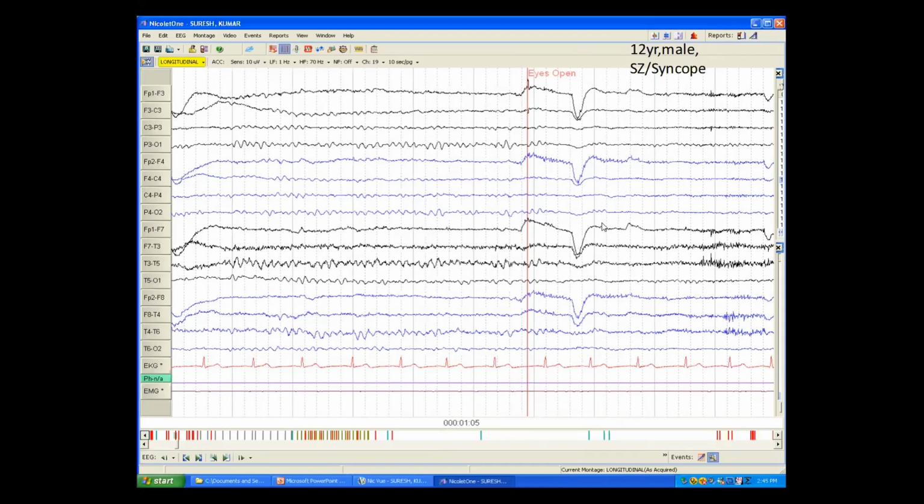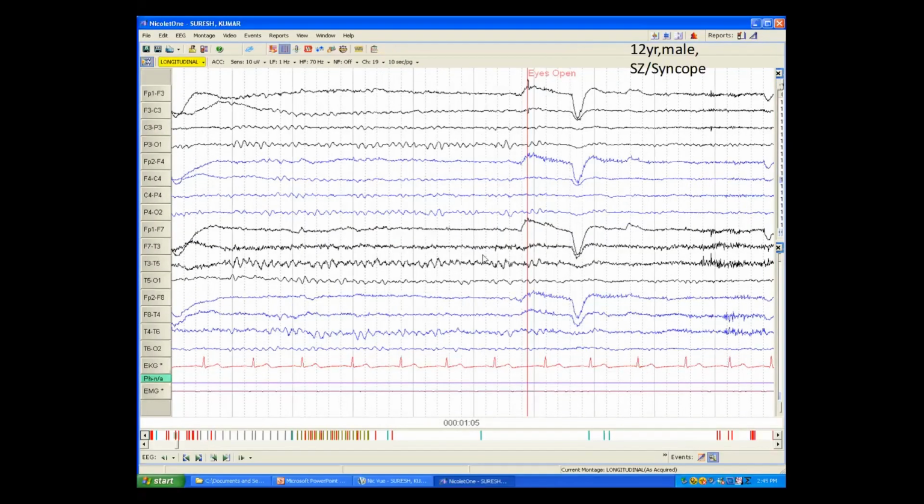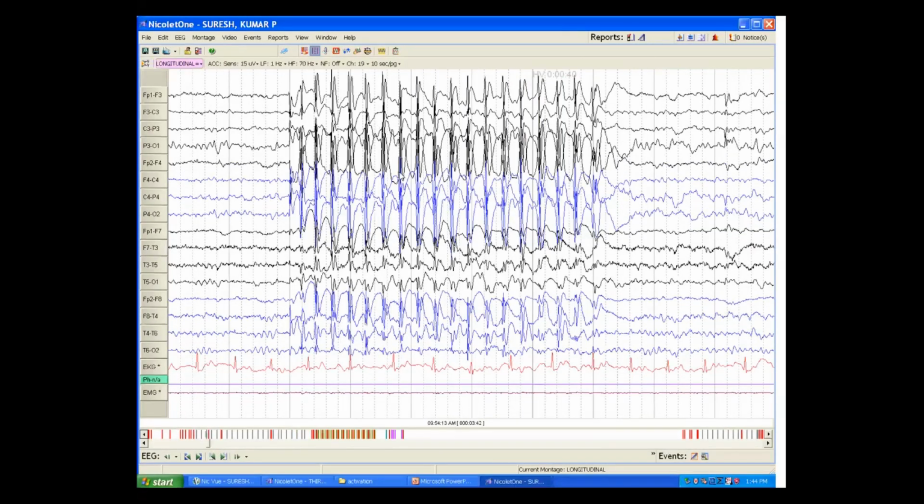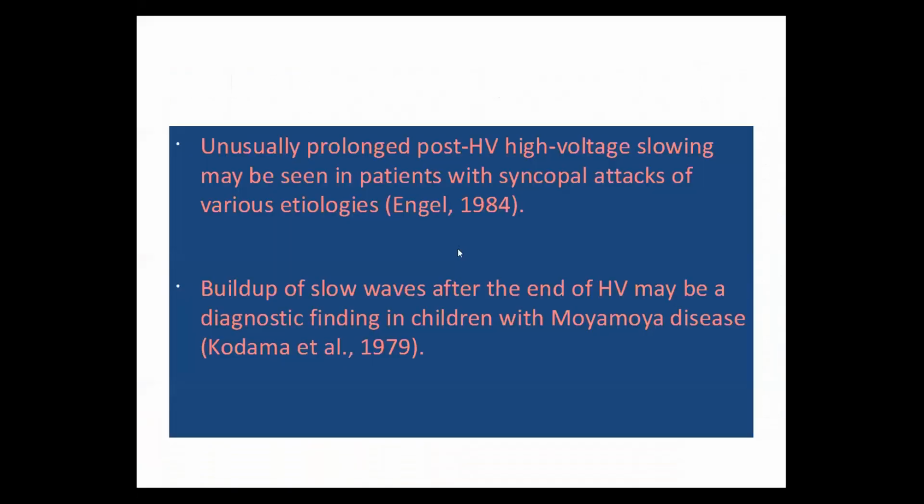Now this is a 12-year-old male who has come with a history of syncope, but when we did the EEG, we found this kind of 3 Hz spike and wave discharges. You can count it as 3 or 3.5 on HV. You can see this kind of discharges at HV 40 seconds. So what we thought was syncope was actually an absence seizure with a slow fall kind of situation which has happened in this patient.